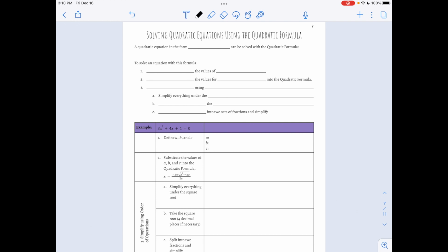This video is going to be about solving quadratic equations using the quadratic formula. So what if you get into a situation where you can't factor something? We can use the quadratic formula. We could also use it when we're factoring things, but it's best for when we get into a situation where we can't factor it. How do we solve it?